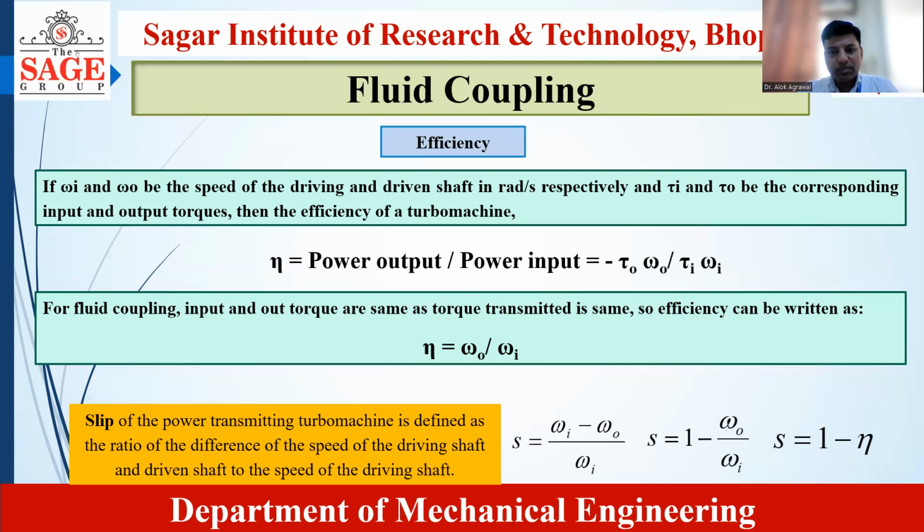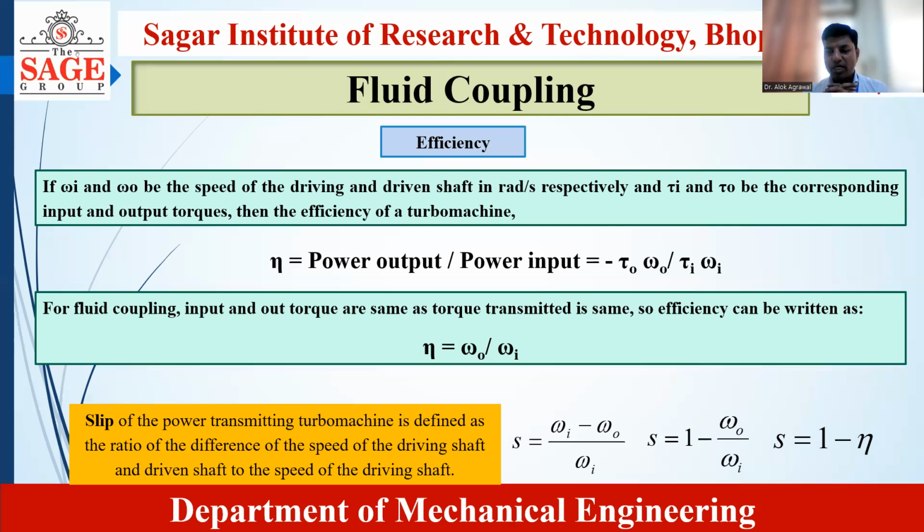One more very important term related to fluid coupling is slip. So what is slip? Slip of any turbo machine, or you can say slip of fluid coupling, is defined as the ratio of the difference in speed of the driving and driven shaft. See what is happening here. The driving shaft is rotating with the speed of omega I, and the speed with which the output shaft or the turbine runner blade is rotating, they are not equal. There is some difference between the speeds of the two shafts.